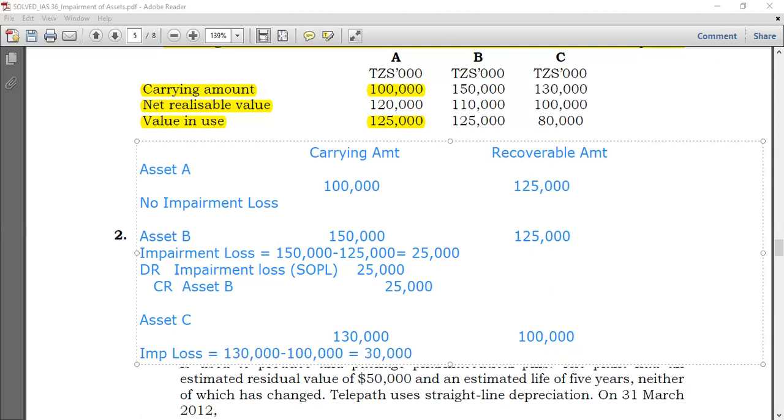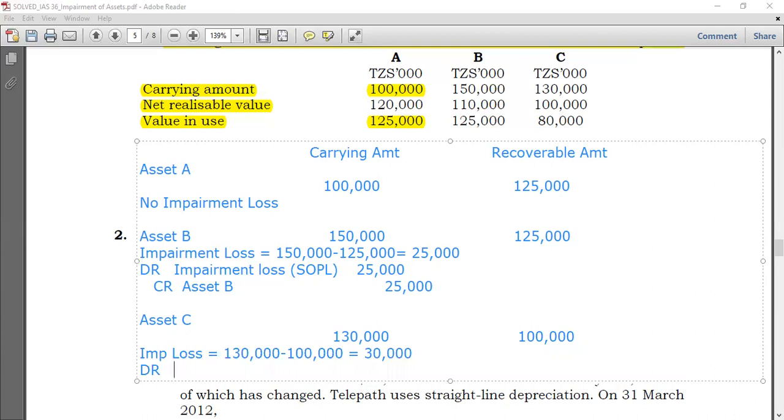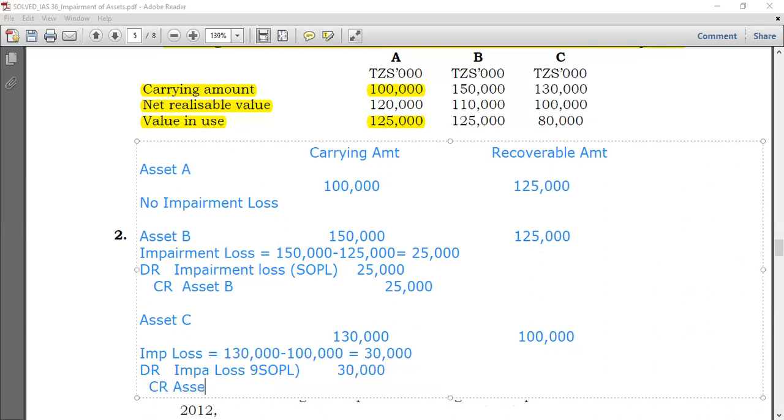So you do the double entry, debit something and credit something. You debit the impairment loss, which goes through the statement of profit or loss, by 30,000, and then you credit asset C. By crediting asset C, you credit the asset by 30,000, just like that, and all is done about today. So for today, I just wanted this.